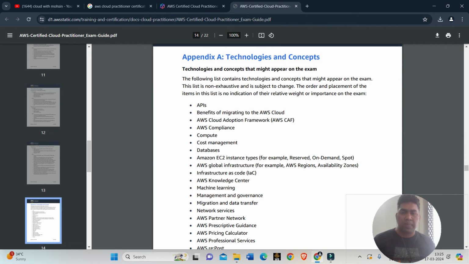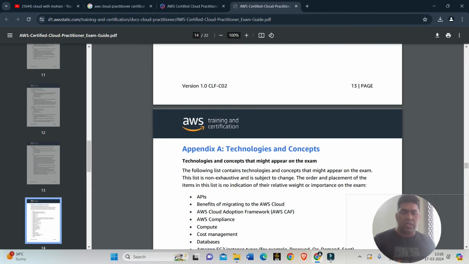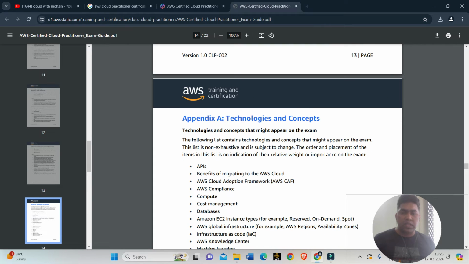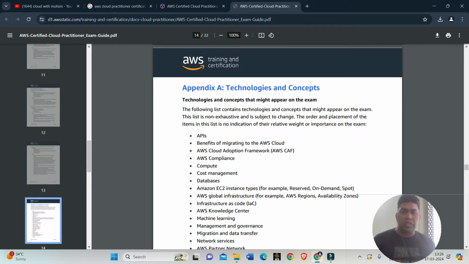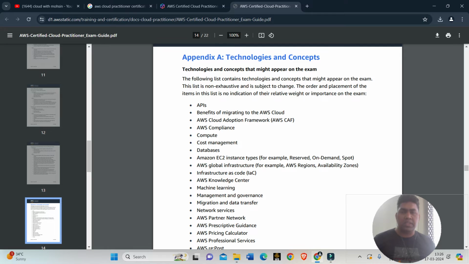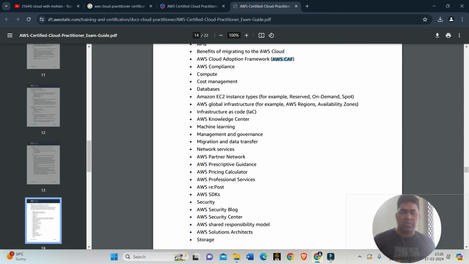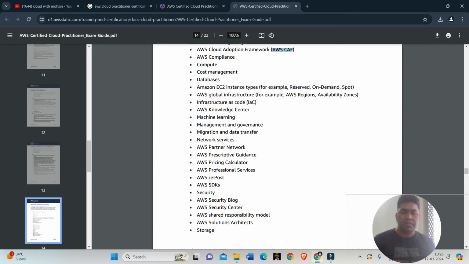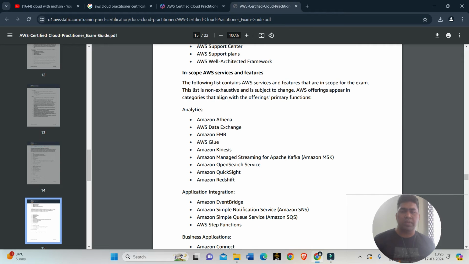Now, the technologies and concepts that might appear on the exam. These are some of the things that will appear. It's not like they will come in this order, but they include APIs. You should know what an API is, application programming interface. Also the benefits of migrating to the AWS cloud and the AWS Cloud Adoption Framework, also named AWS CAF. These are some of the terminology and concepts that will appear.